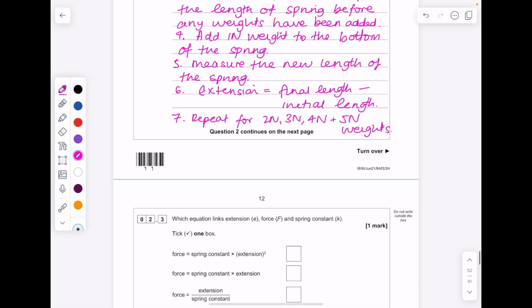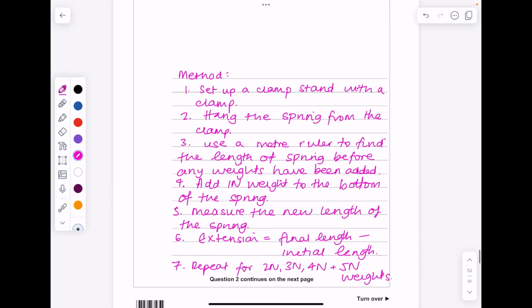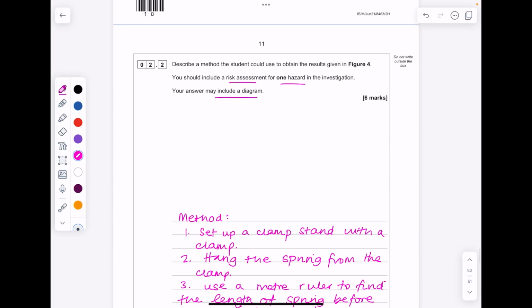And then as I scroll down, I can see I've run out of space and I haven't answered the risk assessment. Always check back at the question to make sure you're answering all parts. So I'm going to actually have to pop it up here. Risk assessment, we only need 1 point. Spring could break and damage eyes.